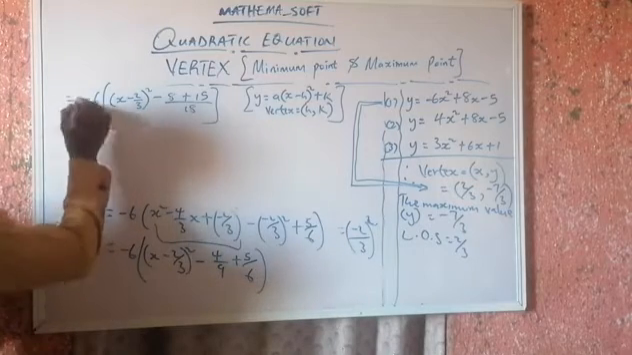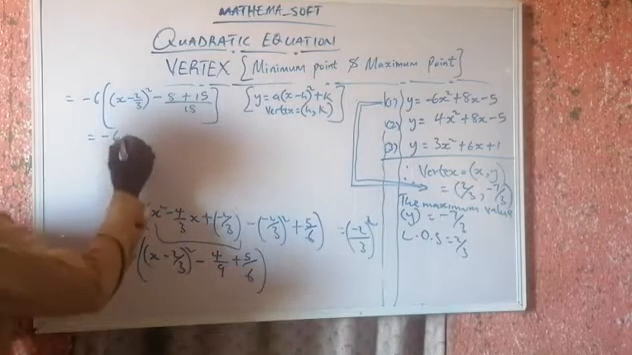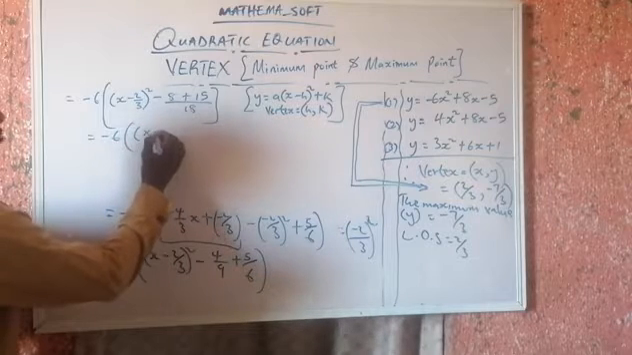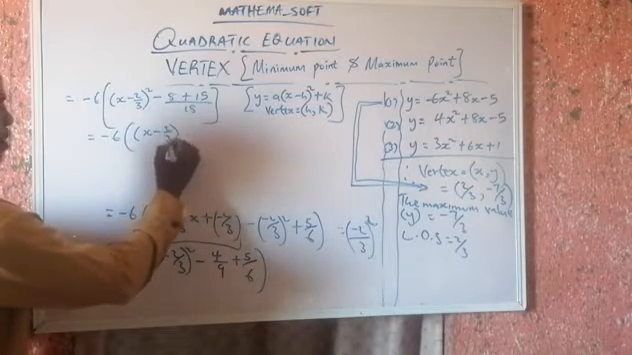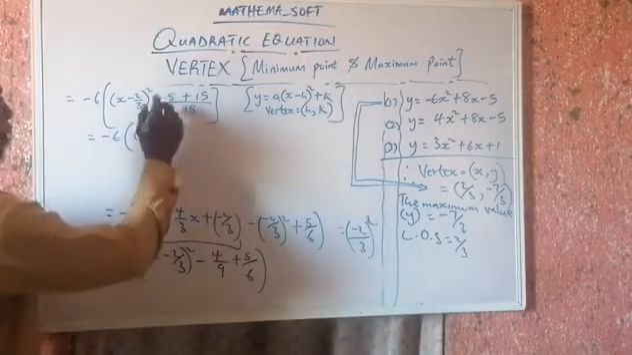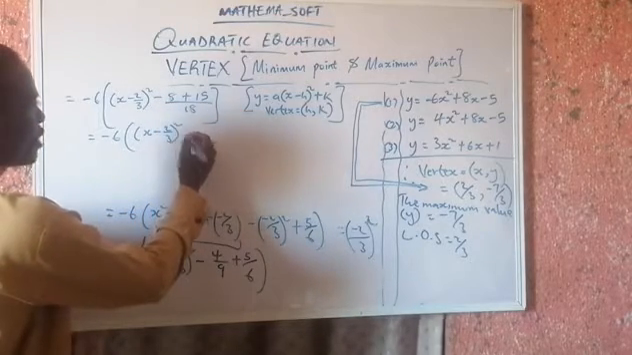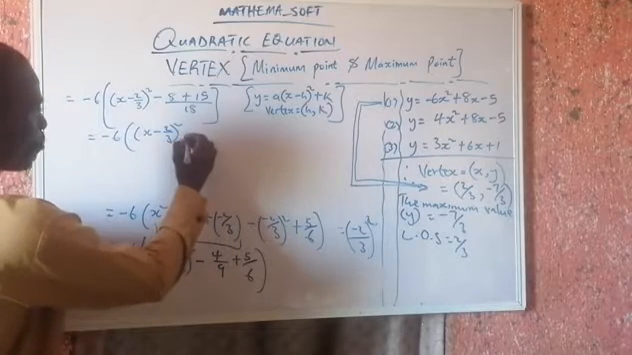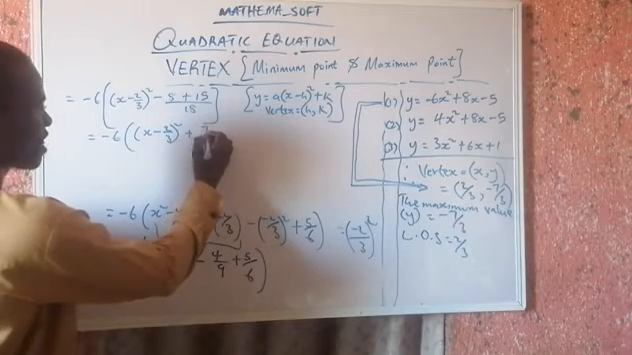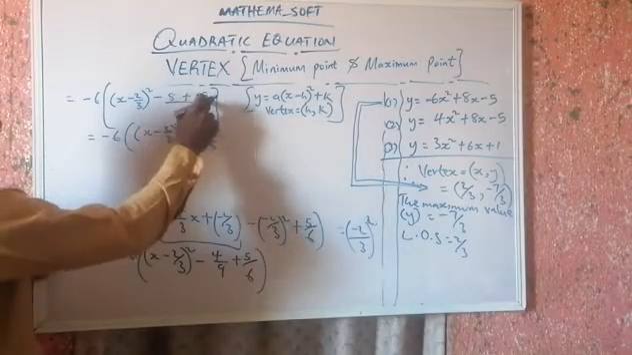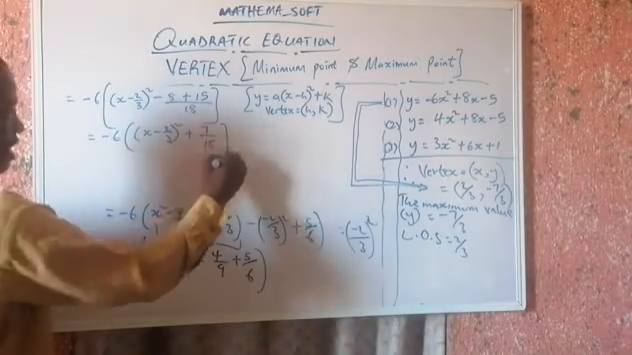And then I have minus 6 bracket x minus 2 over 3 squared, and then minus 8 plus 15. That will definitely give me plus 7 over 18. Minus 8 plus 15 will give me plus 7, and then I have this.